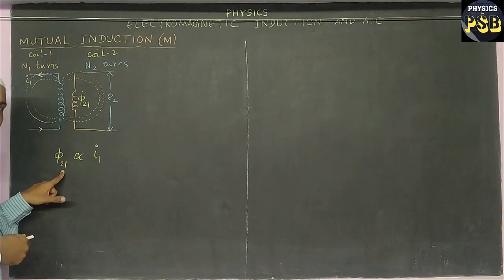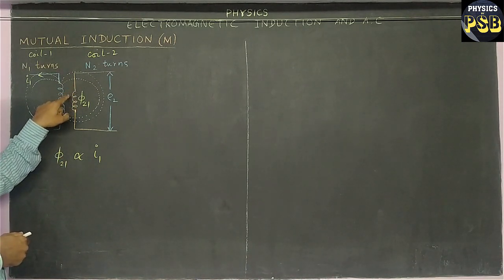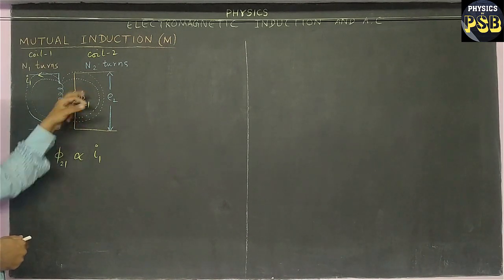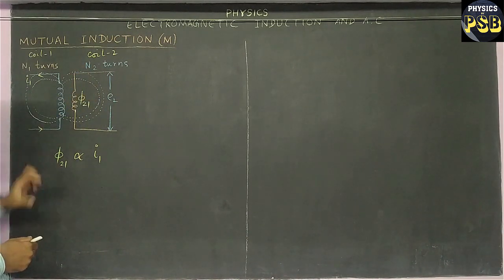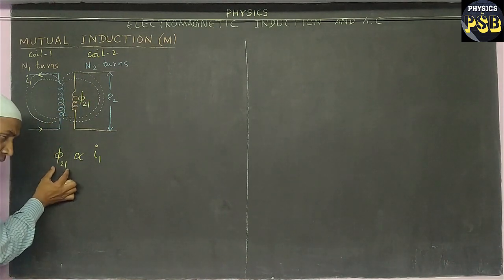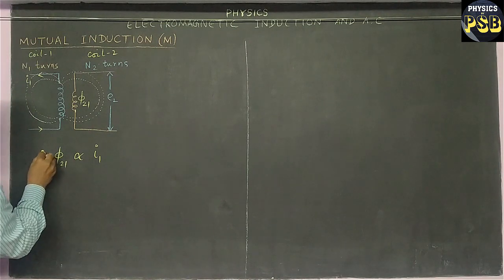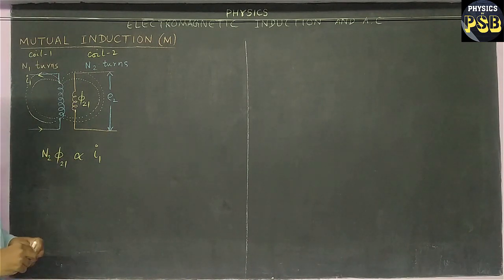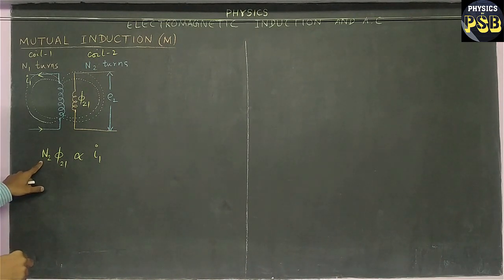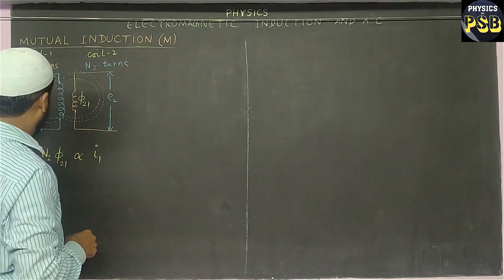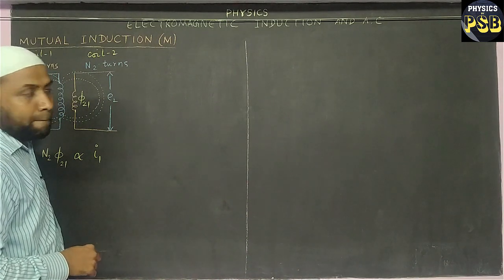Here, phi 2 1 is the magnetic flux linked with each turn of the second coil. The second coil has N2 number of turns. So the total magnetic flux linked with this coil is obtained by multiplying this term with N2. So the current relation is nothing but this: N2 multiplied with phi 2 1 is found to be directly proportional to the current I1 which is flowing through the first coil.